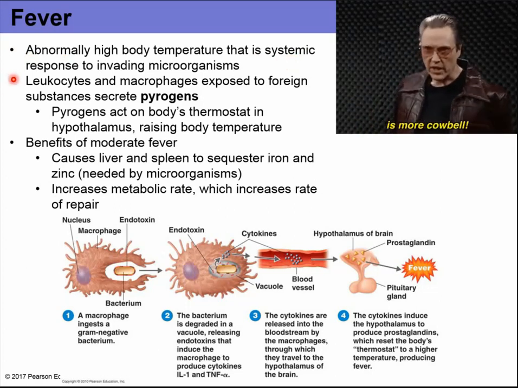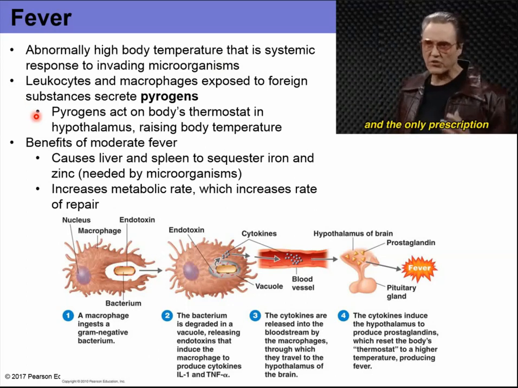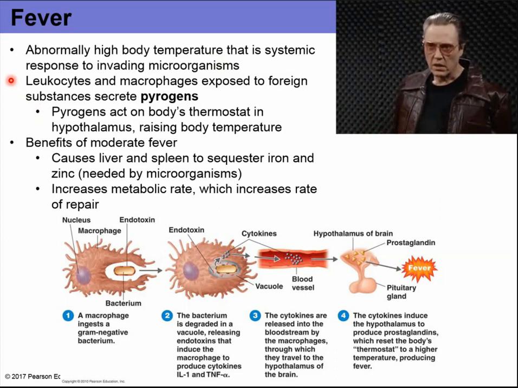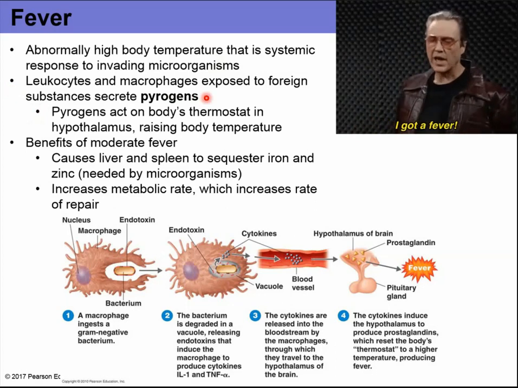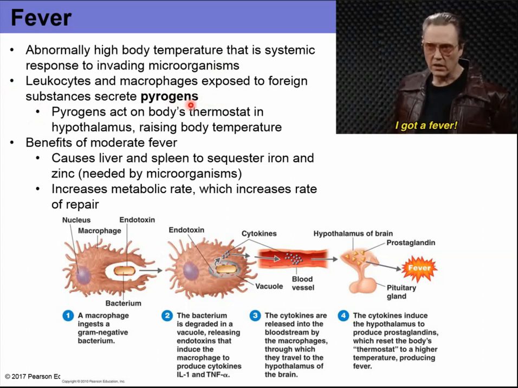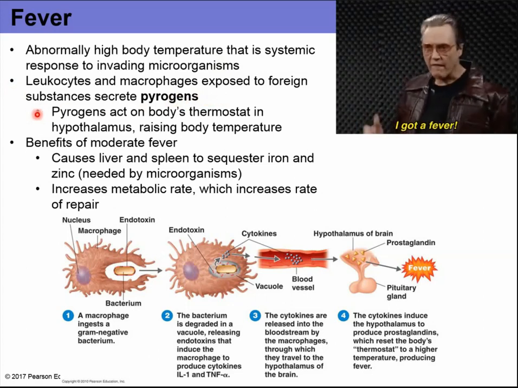So, the hypothalamus is kind of the body's thermostat, so it determines what's an acceptable range of body temperature. So if we encounter an infection, those immune cells and macrophages are going to secrete a chemical messenger called a pyrogen. So pyro means fire, like a pyromaniac. So pyrogen is generating fire. So it's essentially going to turn the body's thermostat up and raise body temperature.